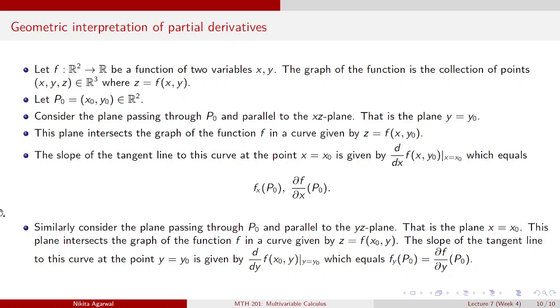So therefore, now you understand the geometrical significance of partial derivatives with respect to x and y. This can be generalized to higher dimensions as well, where of course one can't draw geometric figures, but one has a sense of what these partial derivatives mean. Okay, so let us stop here.